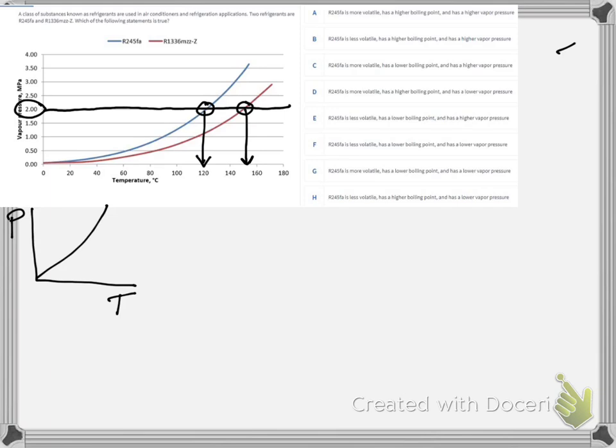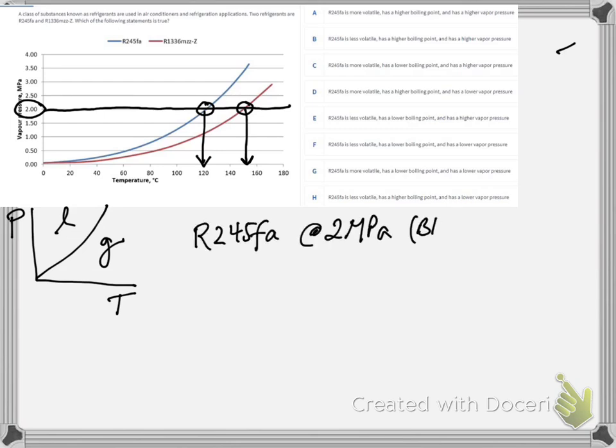You're looking at pressure and temperature curves in which, for a substance, the liquid is above the line and the gas is below. So if we just take any pressure, I happen to choose 2 megapascals, and slowly increase the temperature, we see that the first intersection, which is the first phase change, boiling, for blue happens at 120, and for red at 150. So for our R245fa at 2 megapascals, blue, the boiling point is 120 degrees Celsius.